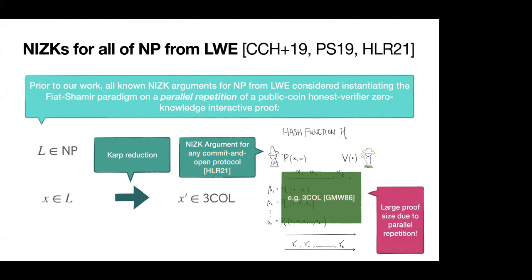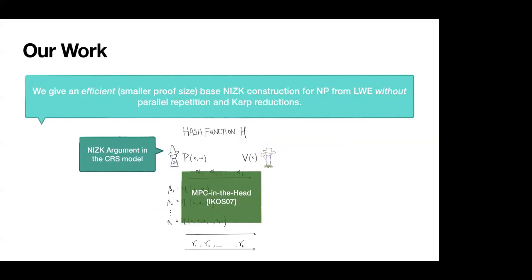In all these underlying protocols, you generally have a large proof size due to parallel repetition, which is performed to reduce the soundness error down to negligible. And in general, this Karp reduction is computationally expensive, so you also have this overhead as well. In our work, we give an efficient base NIZK construction for NP from LWE without parallel repetition and without Karp reductions. Our tool of choice is MPC in the head, which was done by IKOS07.